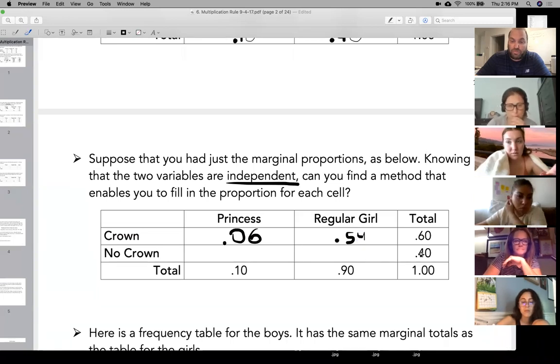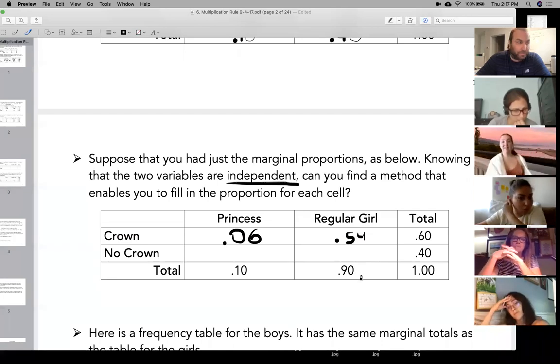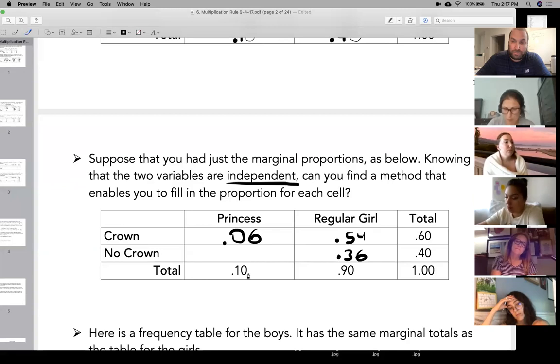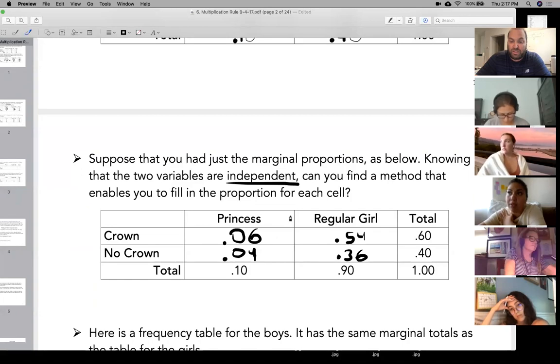What is 0.4 times 0.9? 0.36. And what is 0.4 times 0.1? 0.04. So knowing that they're independent allows us a method to actually compute the values inside the squares. If they weren't independent, I couldn't do that.